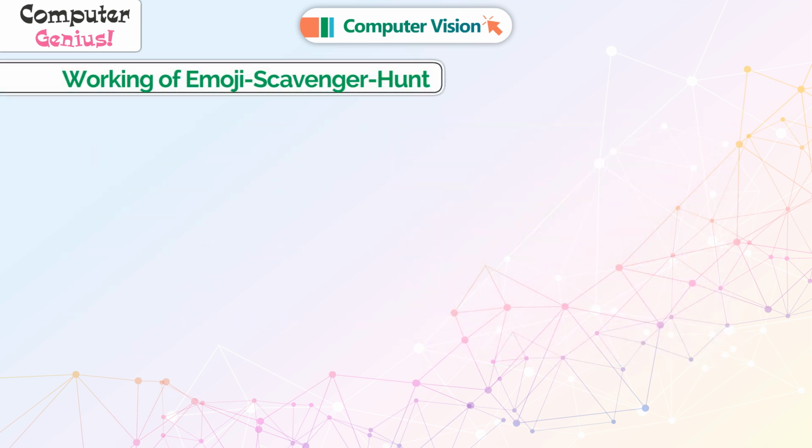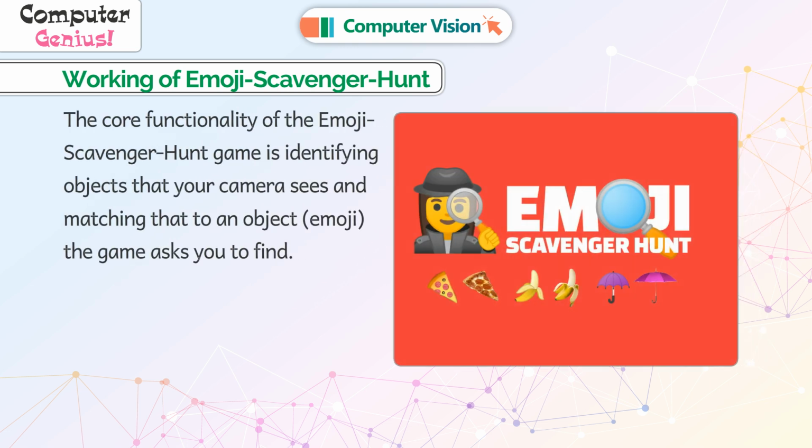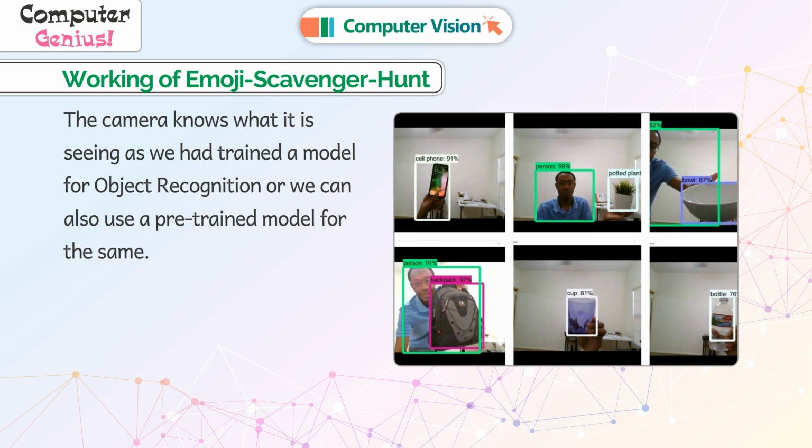Working of Emoji Scavenger Hunt. The core functionality of the Emoji Scavenger Hunt game is identifying objects that your camera sees and matching that to an object emoji the game asks you to find. The camera knows what it is seeing, as we had trained a model for object recognition, or we can also use a pre-trained model for the same.